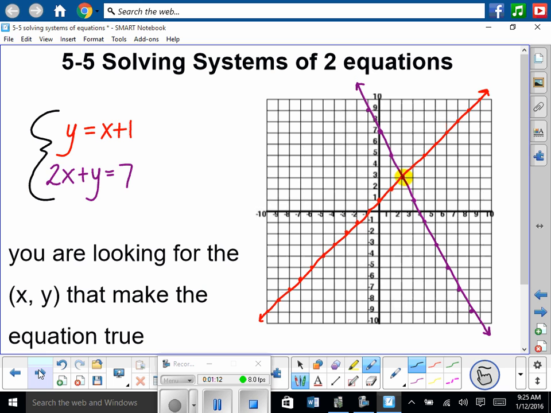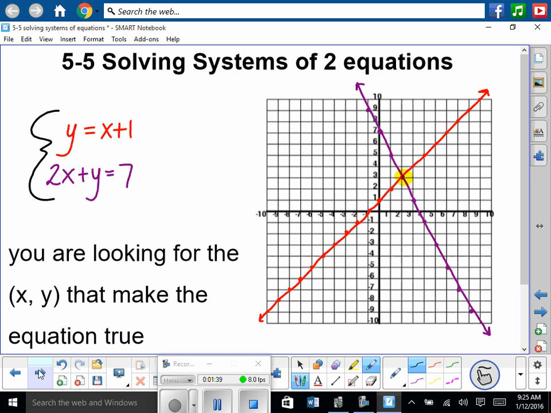Now when we're solving a system of equations, it will look something like this. Y equals x plus 1, and then this is linear as well. 2x plus y is equal to 7. When we solve these, we're finding the x and y value that makes the statement true, or where they intersect, where they are equal. So I graphed my red line. There it is. I graphed my purple line.